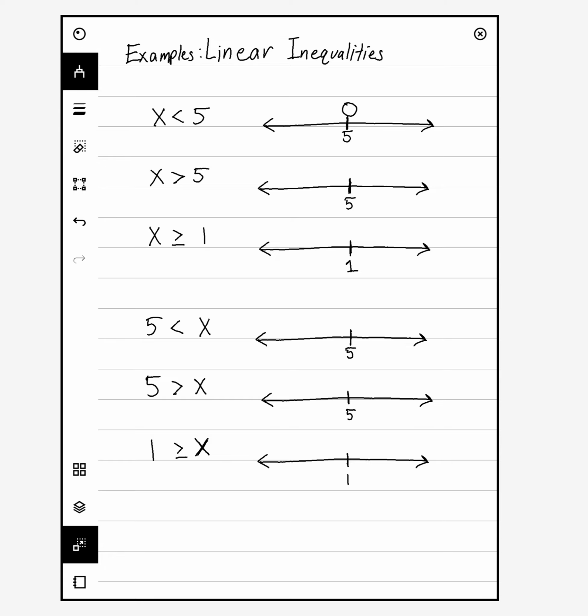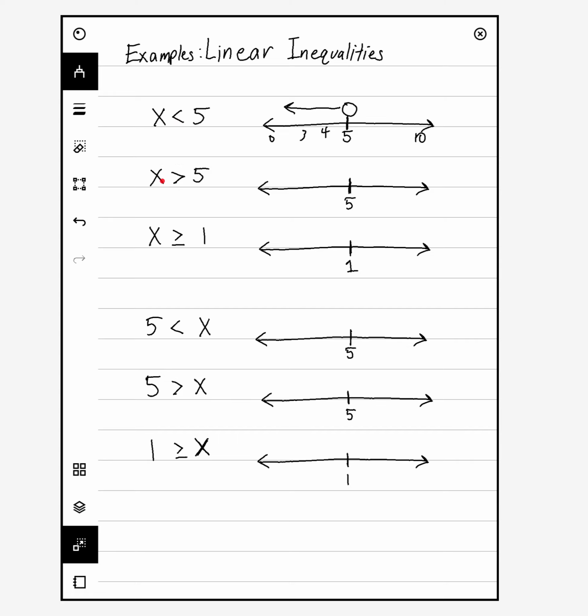And if x is less than 5, that means that we're on this side. Everything to the left of it, because over here we have 4, 3, and over here we have 10 and 0. So one trick you can think about is if you have x here, and the arrow is pointing towards x, that means it's less than.